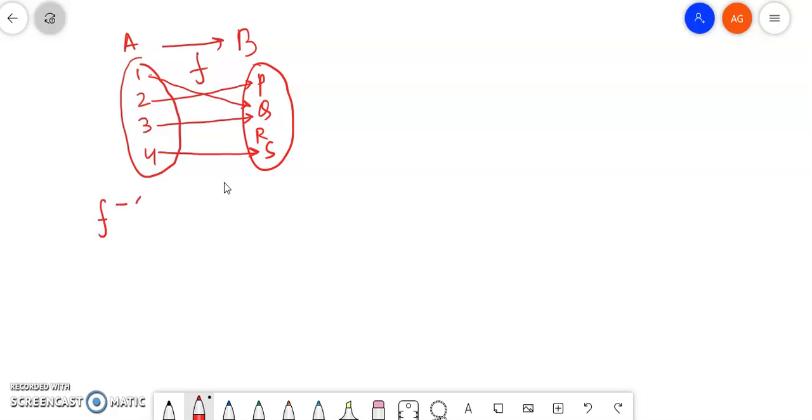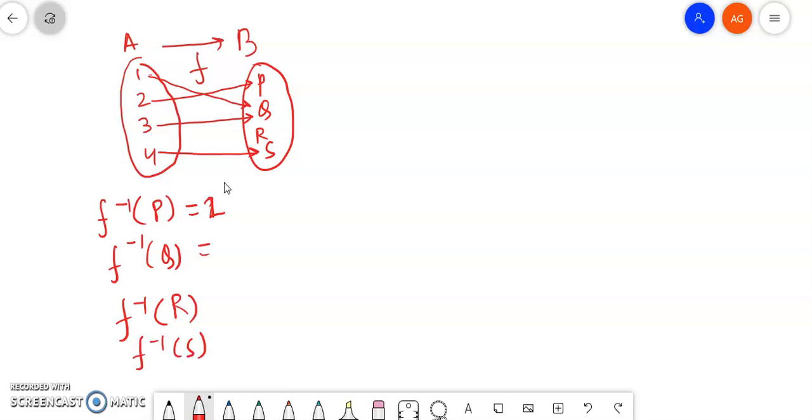the pre-image of P is 2, not 1. Pre-image of P, pre-image of Q, R, and S. The pre-image of P is 2. The pre-image of Q is 1. The pre-image of R is no. R has no pre-image and the pre-image of S is 4.